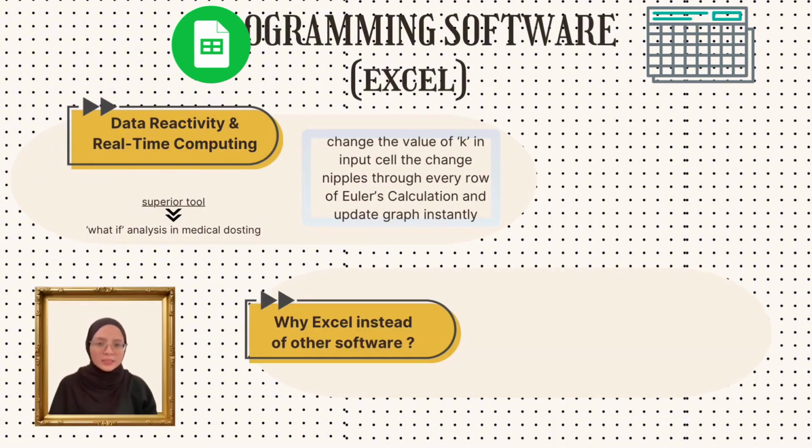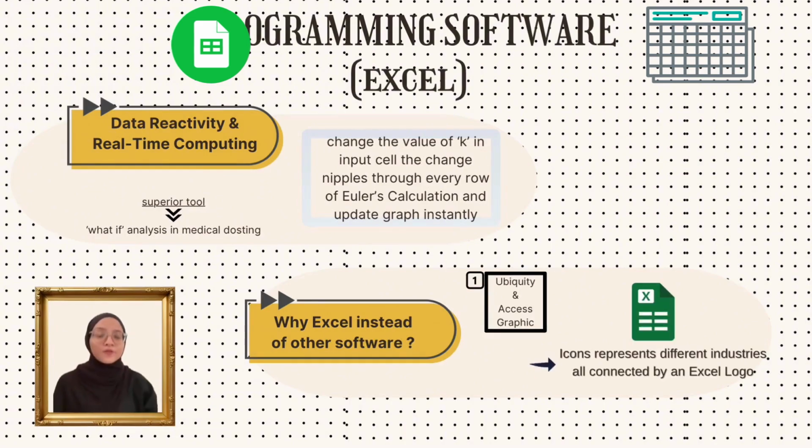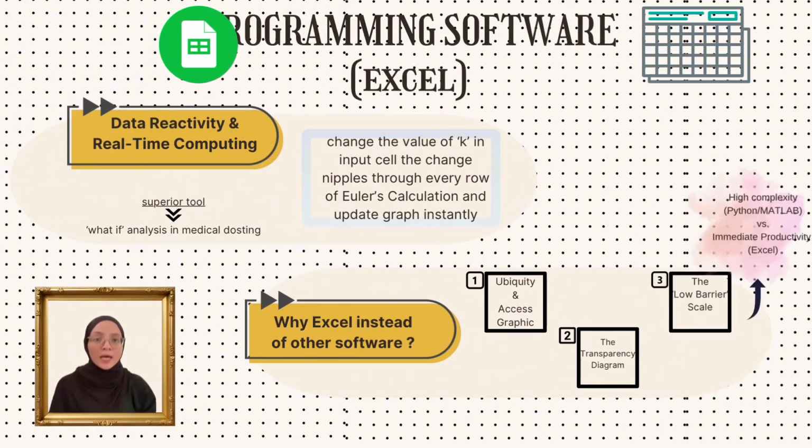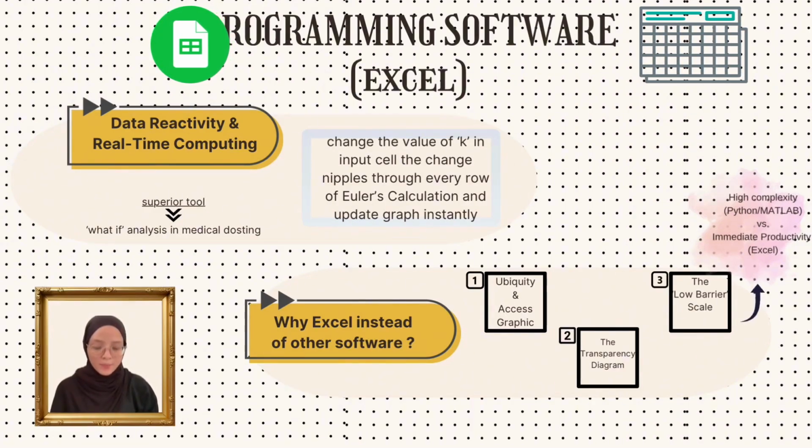Why do we use Microsoft Excel instead of other software? The first reason is ubiquity and access, shown by a graphic with icons representing different industries like finance, medical, and engineering, which are connected by the Excel logo. The second is transparency: an image showing Python code where math is hidden versus an Excel spreadsheet where every row is a visible math step. The third is the low barrier to entry: a scale showing high complexity and steep learning curve in Python or MATLAB versus immediate productivity in Microsoft Excel.